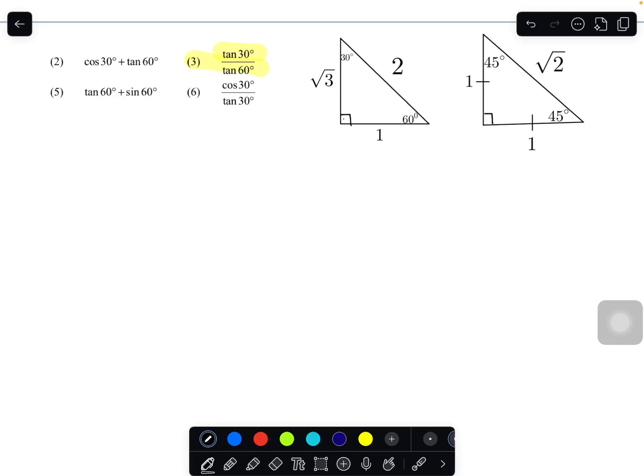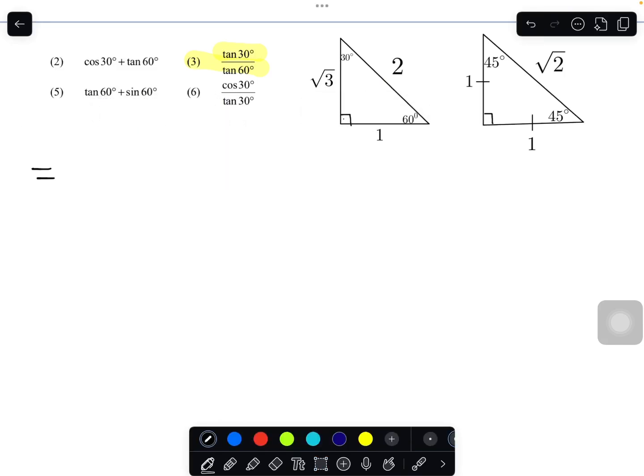We're now doing number 3, and we have tan 30 over tan 60. Now tan 30 is my opposite over my adjacent, so that's 1 over root 3.